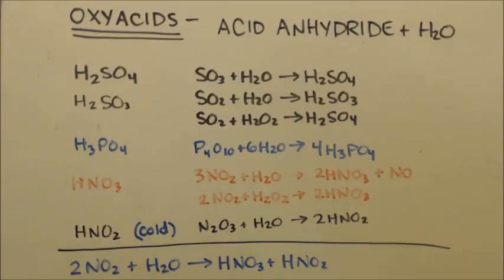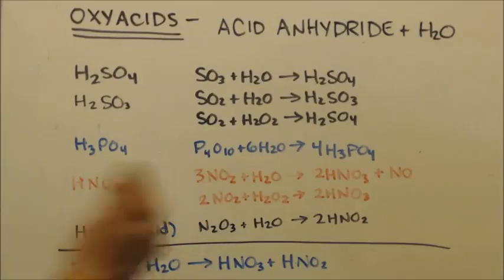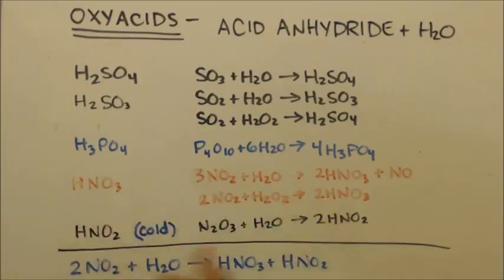You've got to do it colder because it's not stable. But this is your acid anhydride, N2O3, dinitrogen trioxide. You would add that to water, and you would get your product. You can see there are no byproducts. But, again, there's always stuff going on that you don't realize.